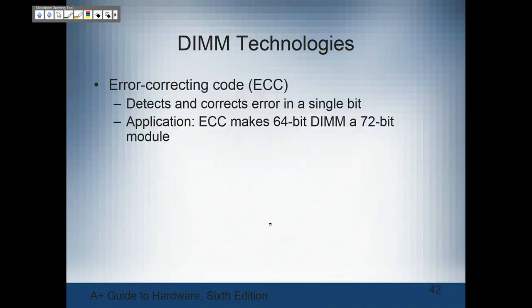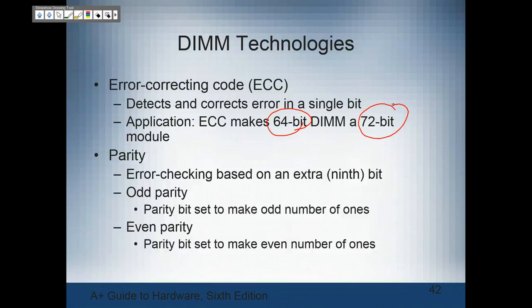Error correcting code, we talked about error correcting a little bit. What it does is add an extra byte, 8 bits, so that instead of a 64-bit DIMM, it's going to be a 72-bit DIMM. In the good old days, when we had 8 bits, for the error correcting we would have an extra chip on the module, so you'd have 9 bits. The 9th bit was for odd parity or even parity.